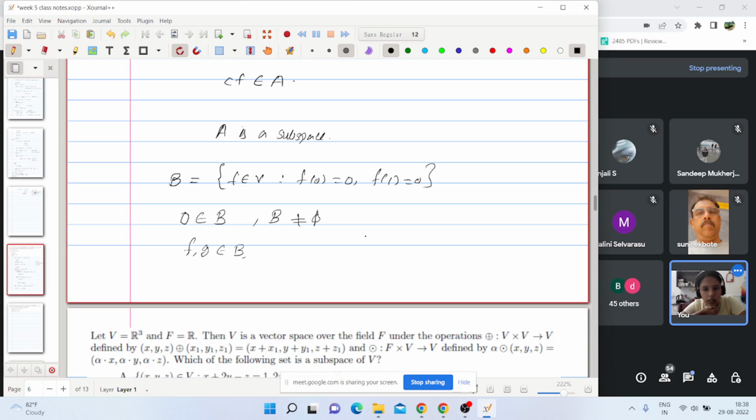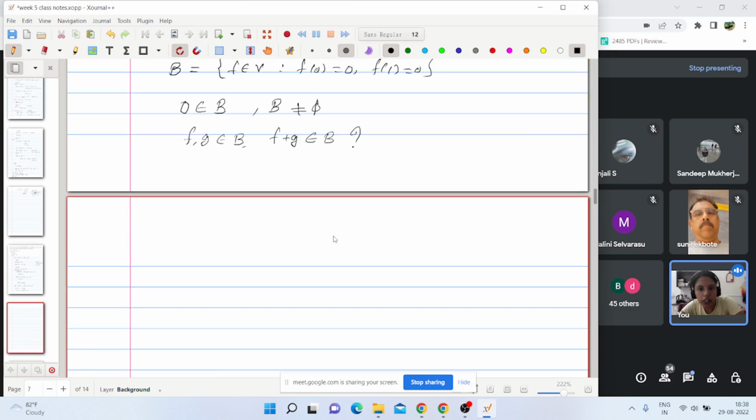For f plus g to belong to B, we need to verify two conditions. That is, f plus g of 0 should be equal to 0 and f plus g of 1 also should be equal to 0. What is this f plus g of 0? This is f of 0 plus g of 0. Since f and g are elements of B, f0 is 0, g0 is 0. So this is 0. In the same way, f1 is 0, g1 is 0. That means this is also 0, f1 plus g1, which is equal to 0. Okay. So f plus g satisfies the conditions, that is, f plus g belongs to our B.